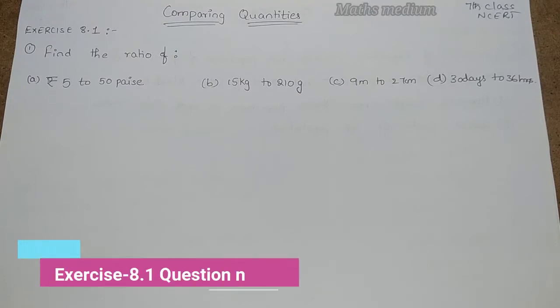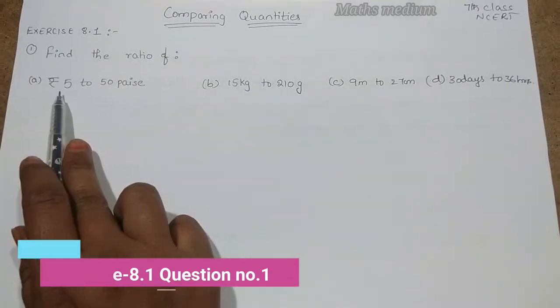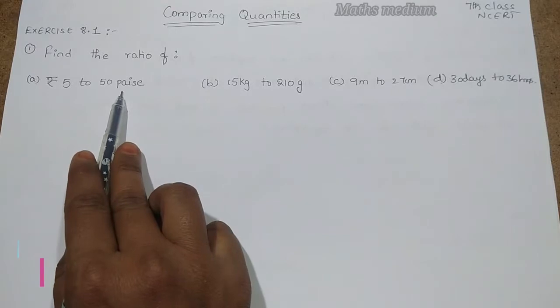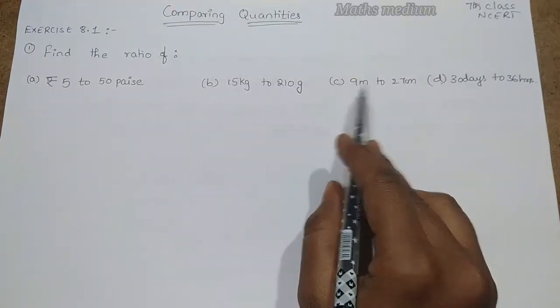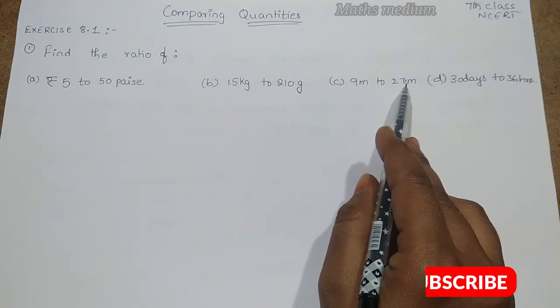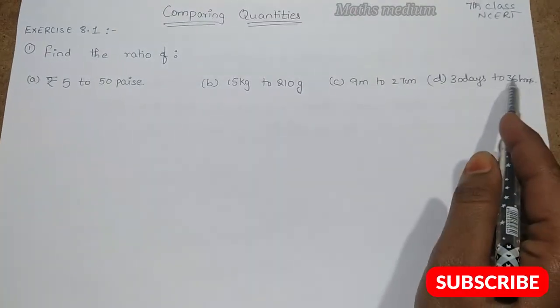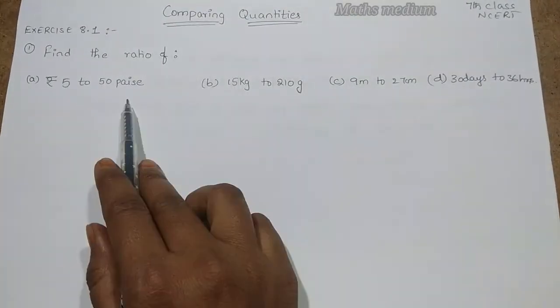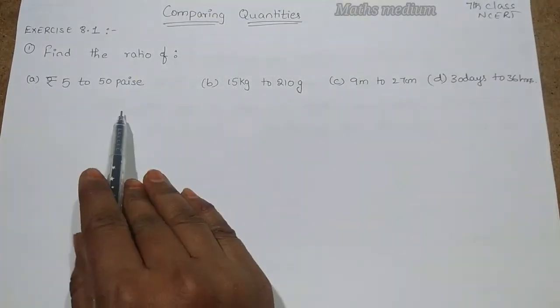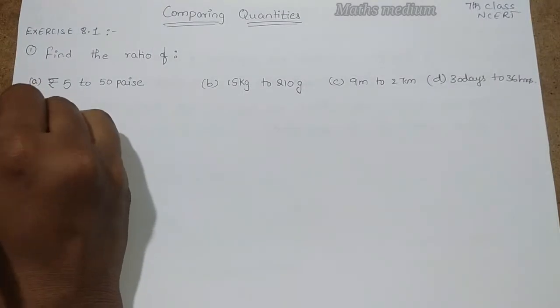Today I came with Exercise 8.1 from Comparing Quantities, 7th class NCERT. Here is question number 1. Find the ratio of 5 rupees to 50 paise, 15 kgs to 210 grams, 9 meters to 27 centimeters, 30 days to 36 hours. So, here are the 4 questions. We have to find the ratios of the given quantities. So, let's start with this.